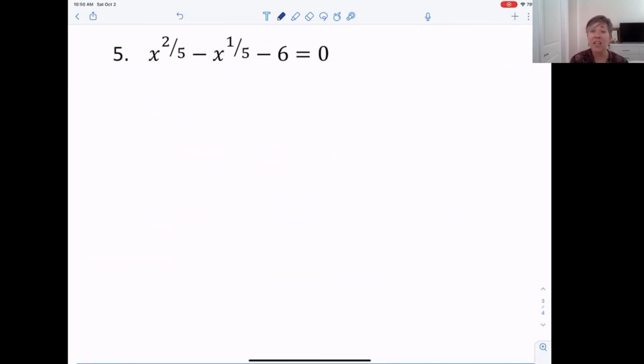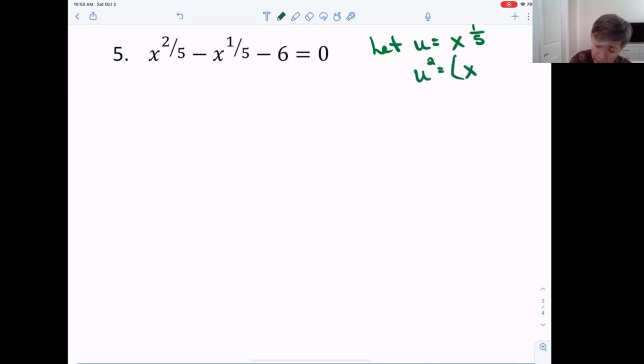Now let's take a look at another quadratic form, but you've got fractions as exponents. We are going to let our u be that middle fraction, so x to the 1/5, which means u squared should be x to the 1/5 squared. And when we multiply those exponents, we get x to the 2/5, which is what we have at the very front. So when we substitute that in, this first guy is our u squared minus u minus 6 equals 0.